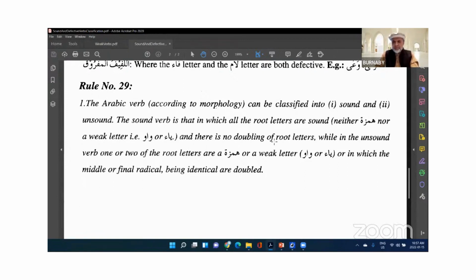Isn't that what I've been telling you since the start of the class? So when there is no Hamza, no repeated root letters and no huruf illa, waw and ya, that verb is considered sound. If I say nasara, is nasara sound or unsound? Sound, because there is no Hamza, no repeat letters, no weak letters. So as soon as we think about unsound words, we expect to see a Hamza, or a weak letter, ya or waw, or a double letter. Agree? Alhamdulillah.